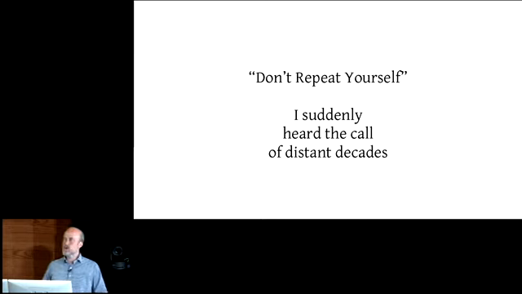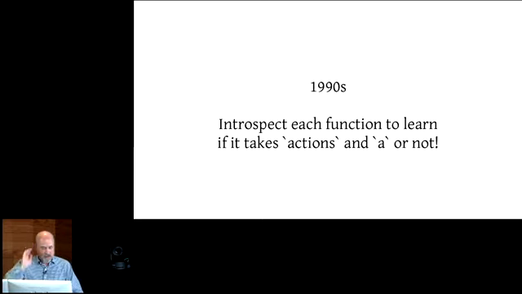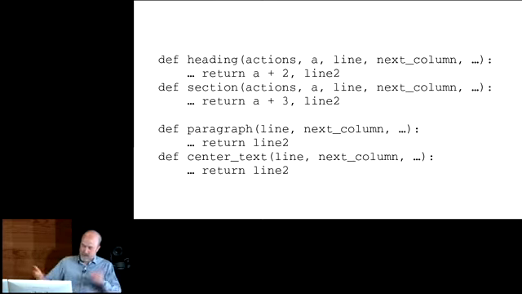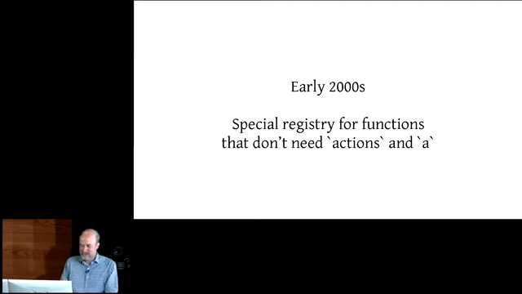This is a principle in programming called DRY. Don't repeat yourself. And when I thought of those words, I suddenly heard the call of distant decades. The 1990s called and said, from the practices back in the 90s, that in Python I can introspect functions to learn if they take actions arguments or not. So given a list of functions, I can just leave actions off of these argument lists and use Python's introspection abilities to know whether to pass those arguments or not. Ah, the 90s. Crazy times.